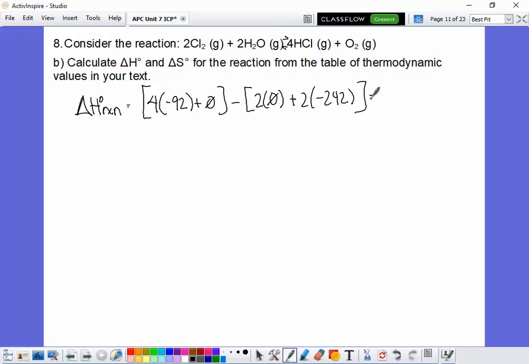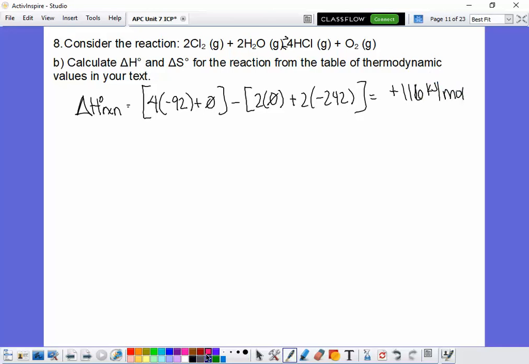Where did I get all these values from? The table in the textbook. Now remember, for these values, states of matter matter. Okay? Make sure you're pulling the correct one. This is water in the gas state, not the liquid state. It's HCl in the gas state, not the aqueous state. So make sure you're checking the state of matter as well. All right, so what do you get as your delta H? Thank you for giving that to me with the appropriate sign.